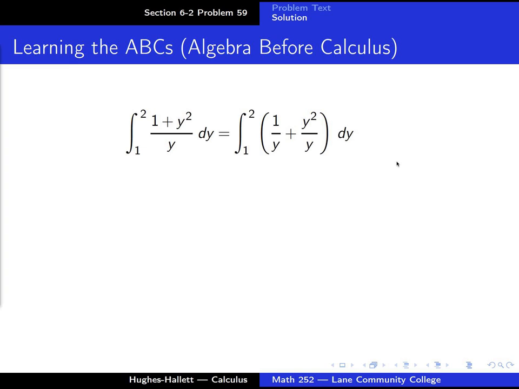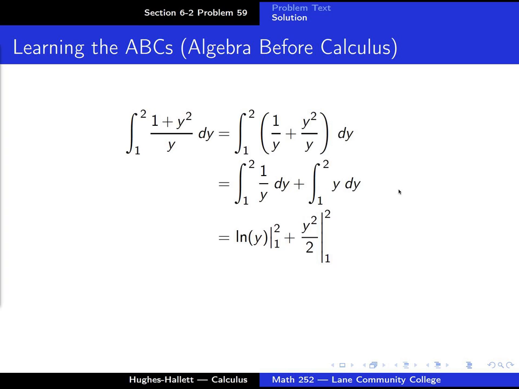So I've rewritten the integral, as you can see, as the integral of a sum, and then I split it into two integrals. So I've got the integral from 1 to 2 of 1 over y dy, plus the integral from 1 to 2 of y, which is what y squared over y simplifies to. The thing about that is I know how to do both of those. I can look at those and tell you what the antiderivative is for each of those expressions.